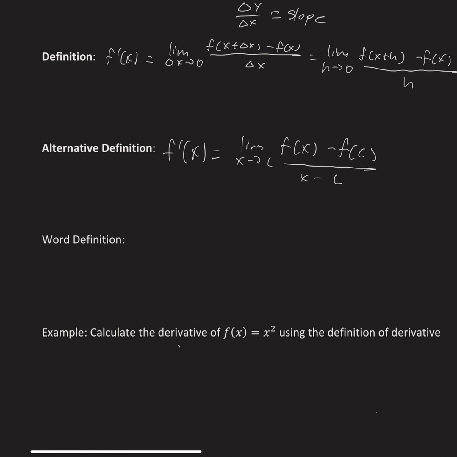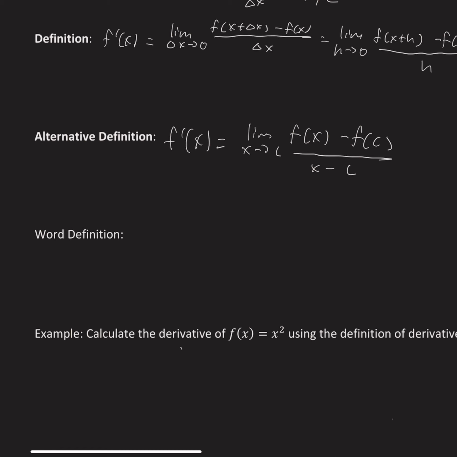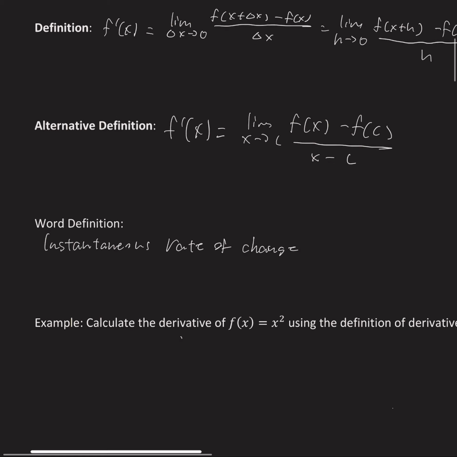And what a derivative is, is the instantaneous rate of change. It's happening at that certain time. And in calculus, we can say that it's the slope of the tangent line at a point.